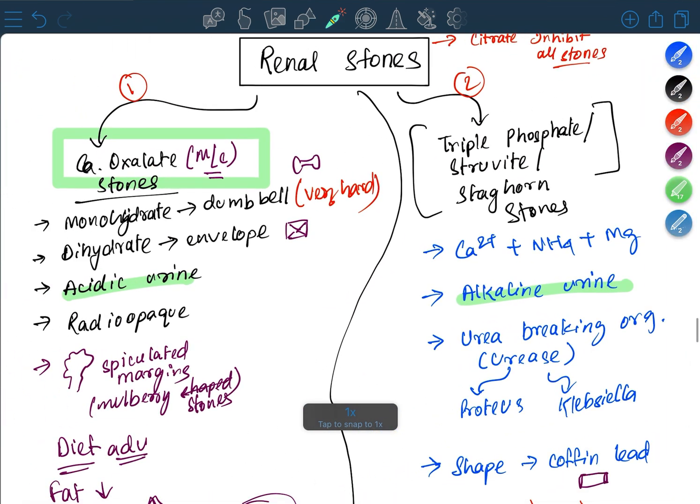Second is triple phosphate, or struvite, or staghorn stones. Why is it triple phosphate? Because it has calcium, ammonium, and magnesium phosphate. The only difference is this is alkaline. Remember this. The other is acidic. This is the only stone which is alkaline.